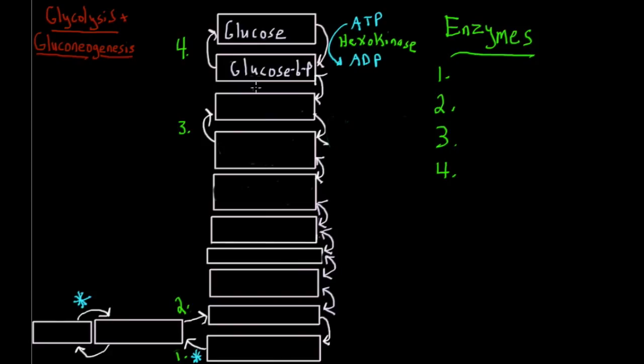Now in the second step, we're taking our glucose molecule and converting it to fructose. So we go from glucose 6P to fructose 6P. This time we're going to be using the enzyme phosphohexoisomerase.